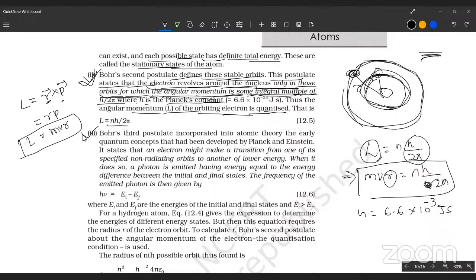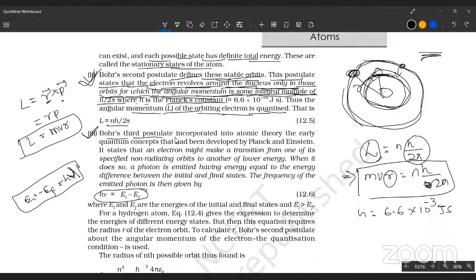We'll discuss up to the last postulate of Bohr's model now, then the rest in some other class. Bohr's third postulate tells that, as I've already told you, if an electron jumps from a higher shell to a lower shell, it will emit energy. That energy emission is Ei minus Ef, that is h nu. It will emit h nu amount of energy.